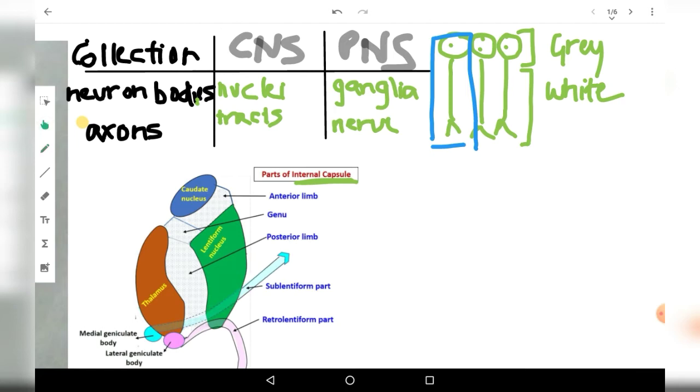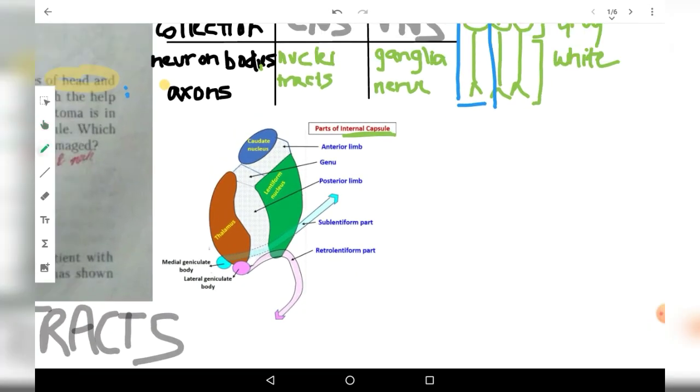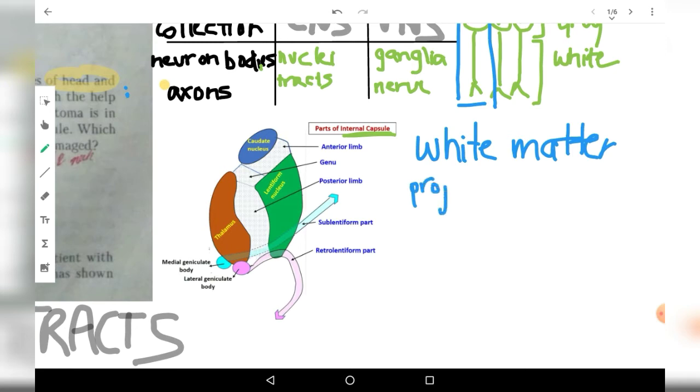Now in that question it was written something like in the knee of internal capsule. So what is the internal capsule? Internal capsule is nothing but white matter. And white matter has many fibers: commissural fibers, association fibers, and projection fibers. So this is a projection fiber. What does it mean? That it connects a higher brain center to a lower brain center, and you can see various axons that are passing through these nuclei.